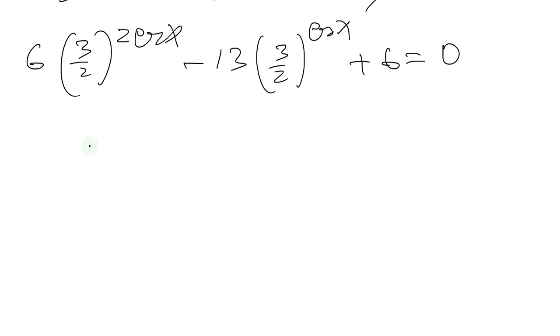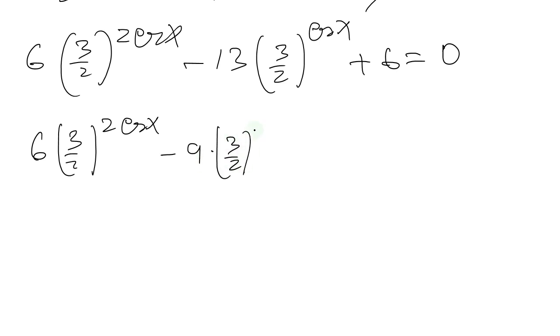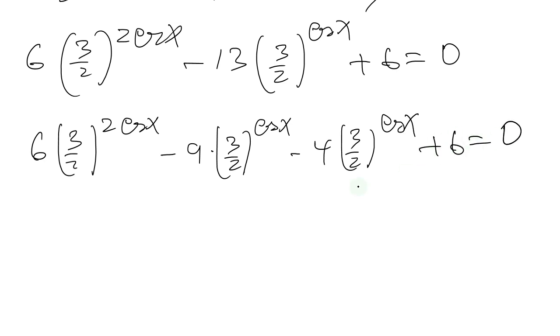But I'm not going to make a substitution, I'm just going to factor out these expressions. So this one I can write as 6 times 3 over 2 to the power of 2 cos of x, and this one I can write as 9 times 3 over 2 to the power of cos of x, and then minus 4, which is 13, minus 3 over 2 cos of x, plus 6 equals 0.